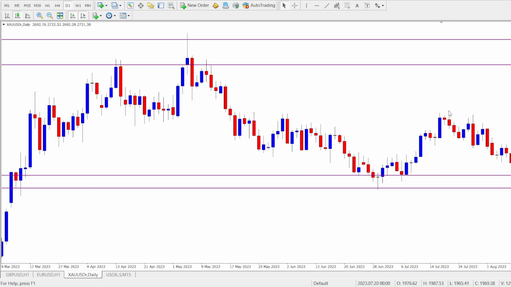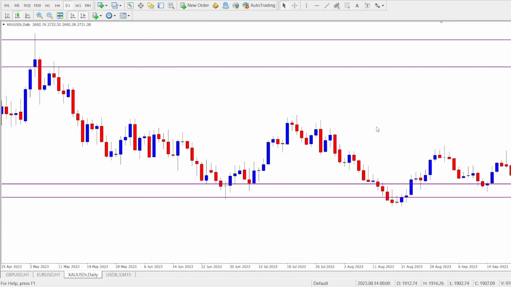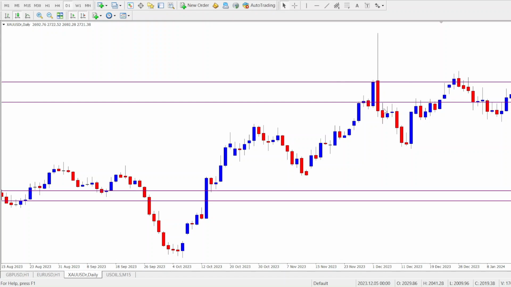Now, we have to mark the previous support and resistance levels. We identify horizontal lines on the chart, just like we did here, where price has reversed in the past. These levels can act as supply and demand zones.